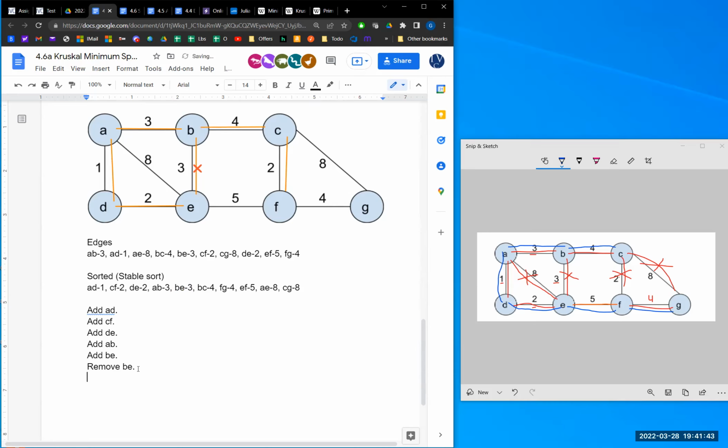BC did not create any cycles. Then we try to add FG. FG does not create any cycles. And we have 1, 2, 3, 4, 5, 6 edges. So we're done. These last 3 edges are not going to get processed because if we process them, that creates a cycle, and that creates a cycle, and that creates a cycle.